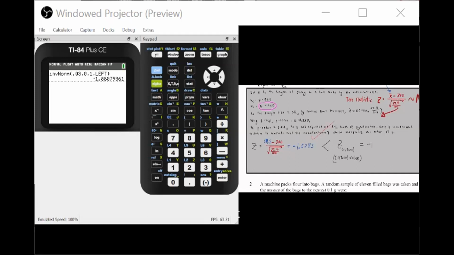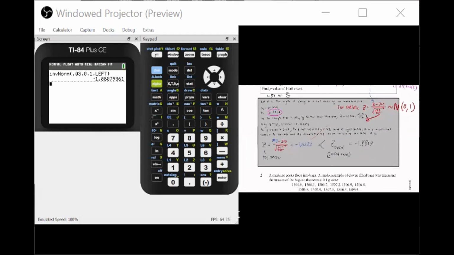So this is less than negative 1.8807. In other words, your test statistic value, negative 1.5283, is more extreme than your critical value. In the case of a left tail test, more extreme means less than. You can also realize that this is exactly equivalent to the p-value being less than the alpha.